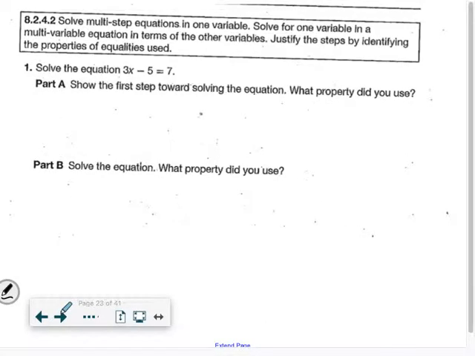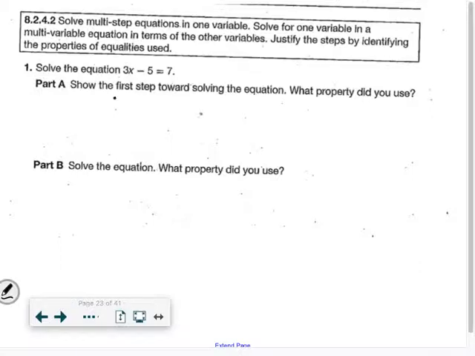Our next benchmark is 8242. Solve multi-step equations in one variable. Solve for one variable in a multivariable equation in terms of the other variables. Justify the steps by identifying the properties of equalities used. Part A, so number 1, solve the equation 3x minus 5 equals 7.